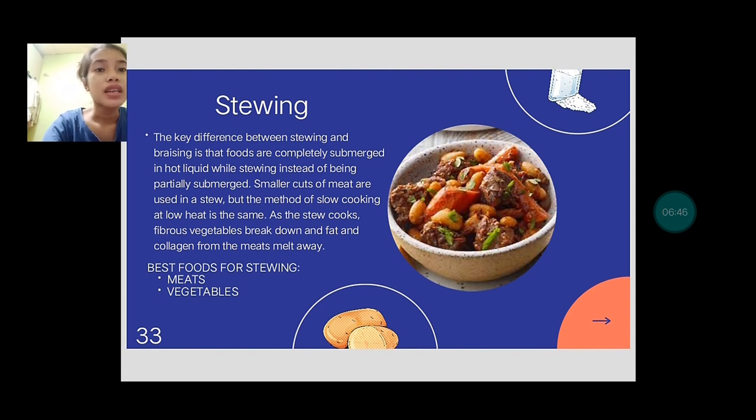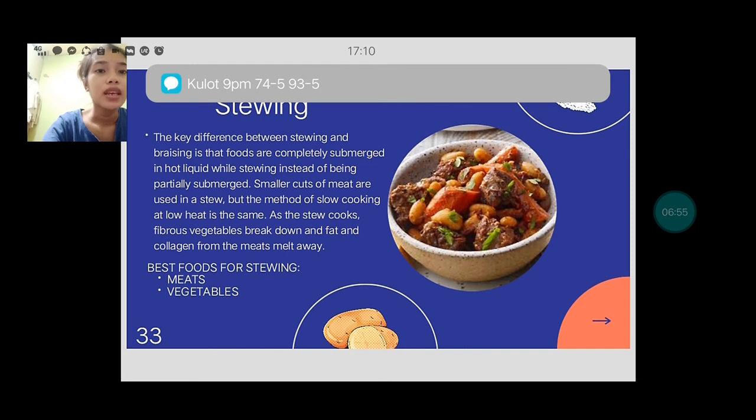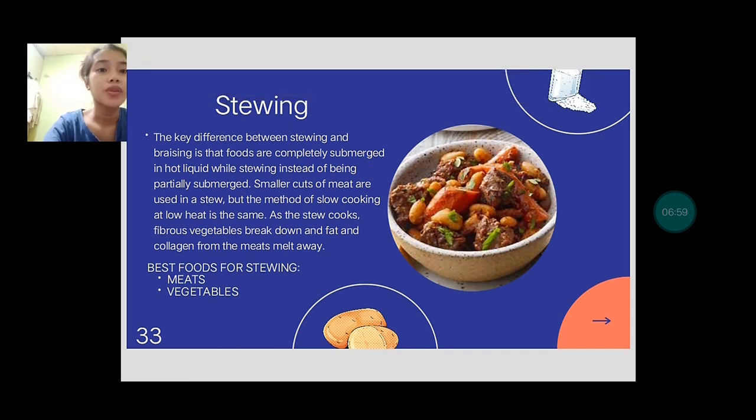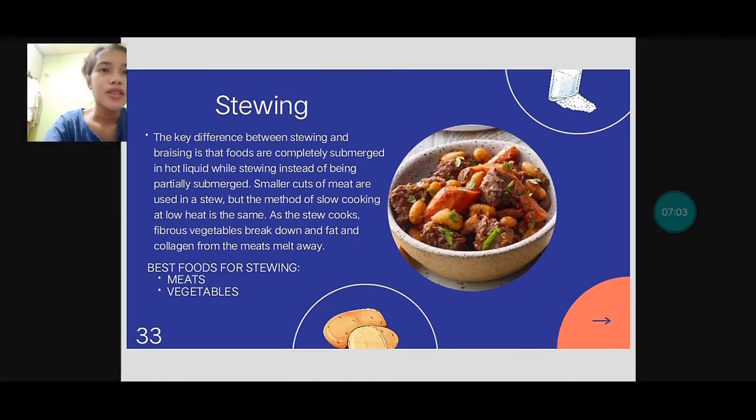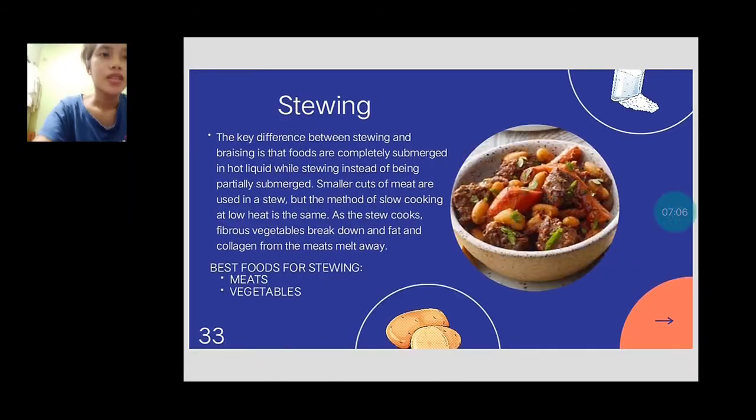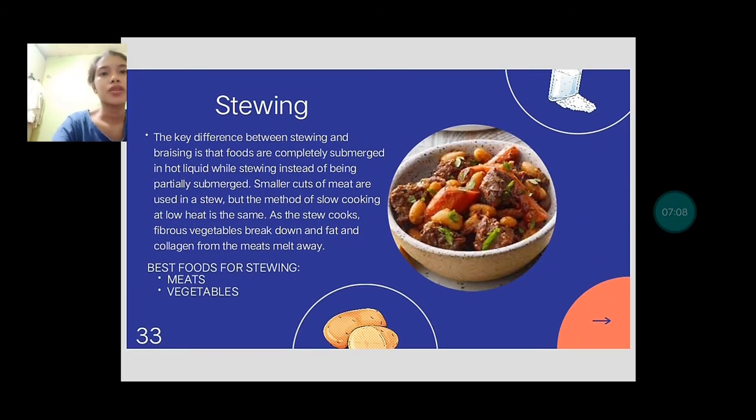While in stewing, instead of being partially submerged, smaller cuts of meat are used, but the method of slow cooking at low heat is the same. As the stew cooks, fibrous vegetables break down and fat and collagen from the meats melt away. So that is stewing. I think that's all. Thank you so much for listening and have a great day.